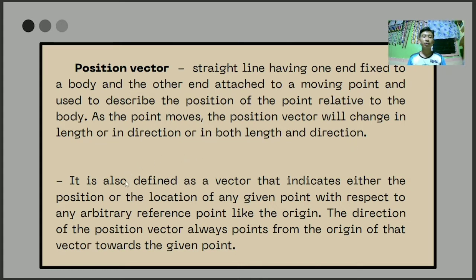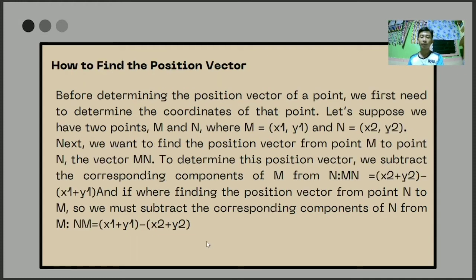Position vector is also defined as a vector that indicates either the position or the location of any given point with respect to any arbitrary reference point like the origin. The direction of the position vector always points from the origin of that vector towards the given point. So how to find the position vector? Before determining the position vector of a point, we first need to determine the coordinates of that point.